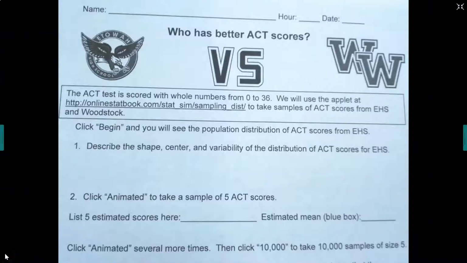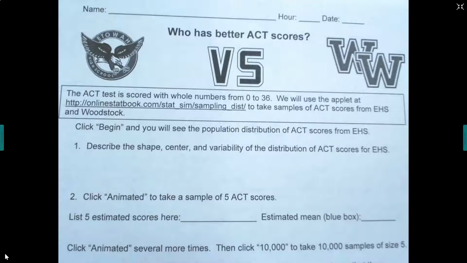Welcome to this video on central limit theorem. By the end of this video, you should be able to explain how the shape of a sampling distribution of a sample mean is affected by the shape of the population distribution and the sample size. And if appropriate, you should be able to use the normal distribution to calculate probabilities involving a sample mean.